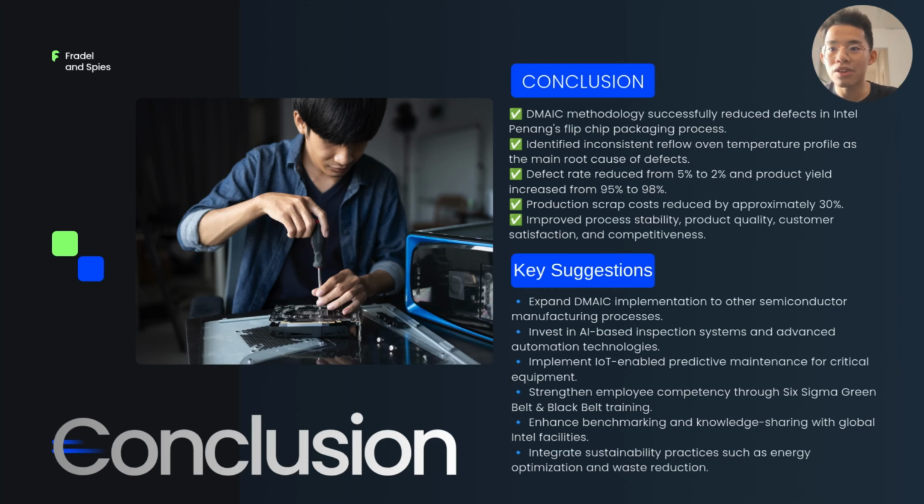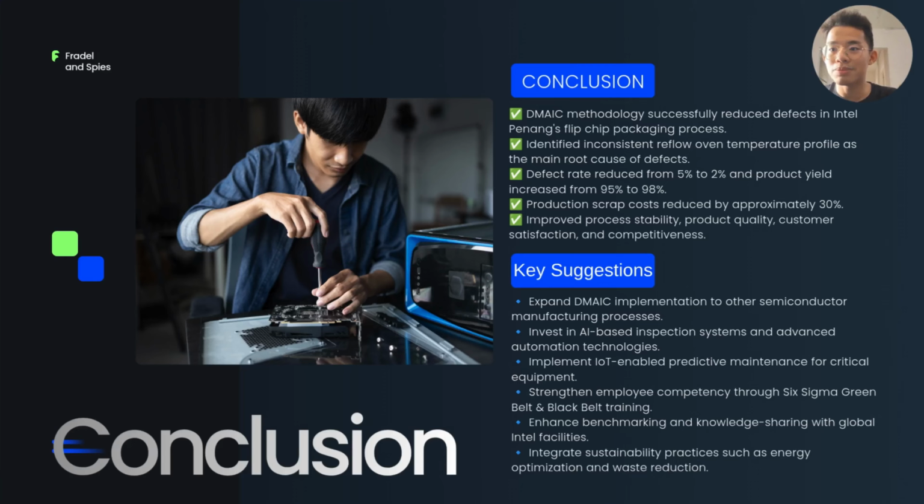Using quality tools such as the fishbone diagram, Pareto analysis, 5 Whys, SPC, and DOE, we developed effective improvement solutions. As a result, the defect rate was successfully reduced from 5% to 2%. Product yield increased from 95% to 98%, and production scrap costs were reduced by approximately 30%. These improvements enhance process stability, product quality, operational efficiency, customer satisfaction, and strengthen Intel Penang's competitiveness in the global semiconductor industry. Moving on to suggestions.